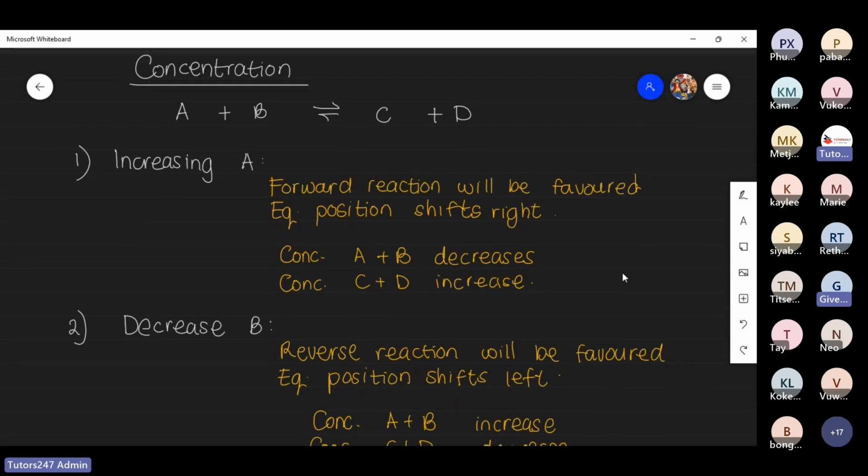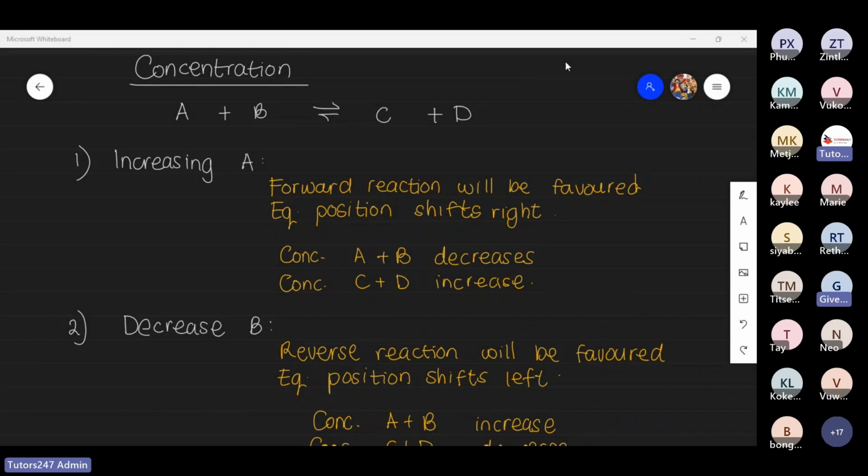Before we move on to temperature, does anyone have any questions relating to concentration? Anything that was not clear, something that you need me to explain, or a question that you have before we move on to temperature? Okay, so if everyone's okay, let us proceed to temperature.